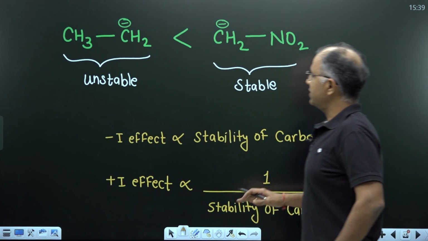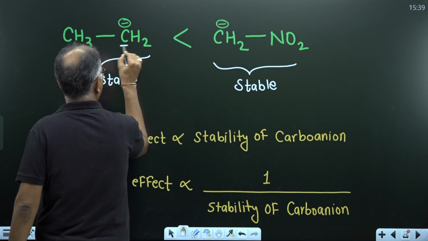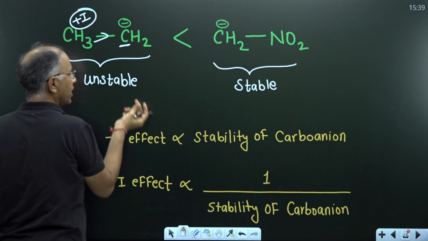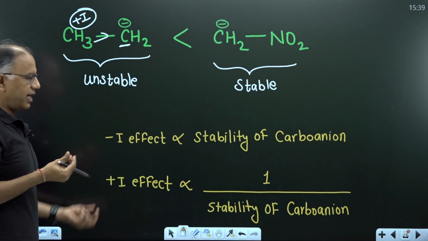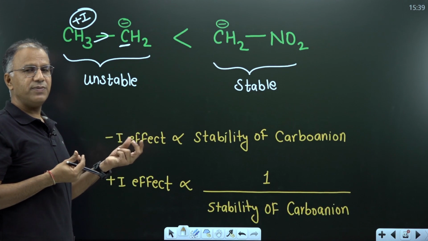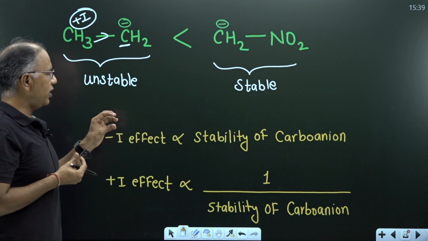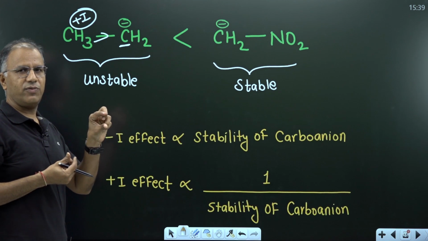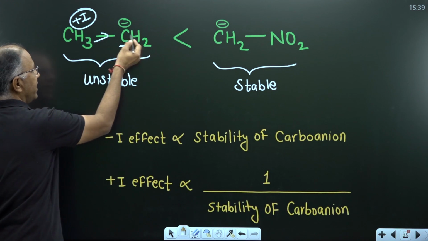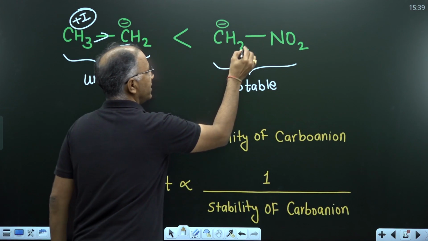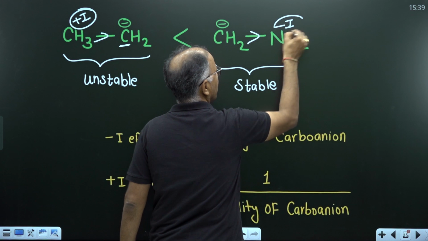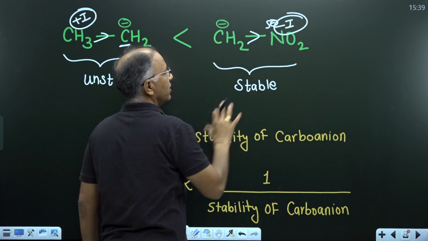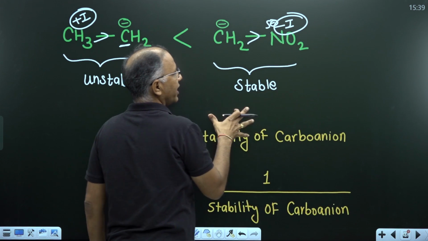Now, since it is electron rich, a negative charge is there. If there is more plus I, the concentration of negative charge is more, which means negative charge density will increase. This means it is unstable. We want distribution of negative charge. We don't want negative charge to be concentrated on one atom only. This means plus I destabilizes the carbanion, and if there is a minus I effect, there will be distribution of charge. This means stability will increase. More minus I, more distribution of negative charge.